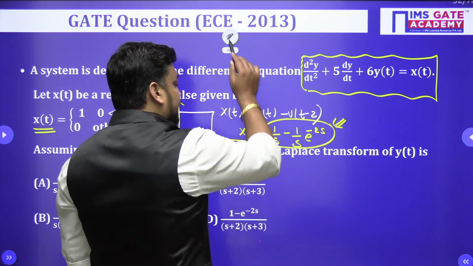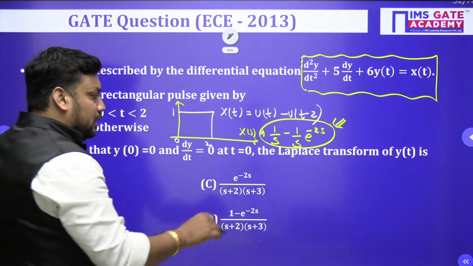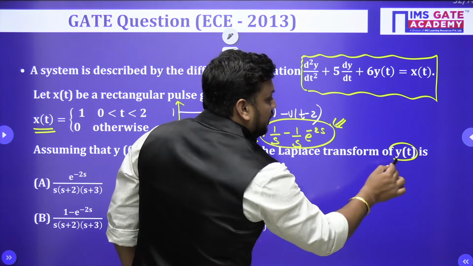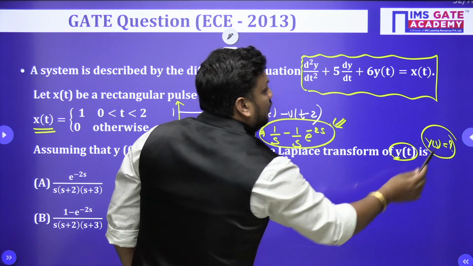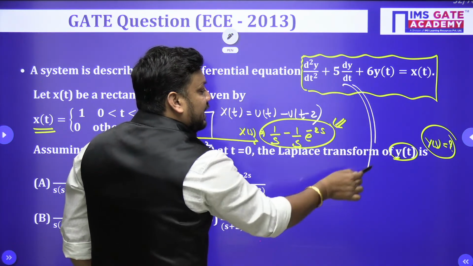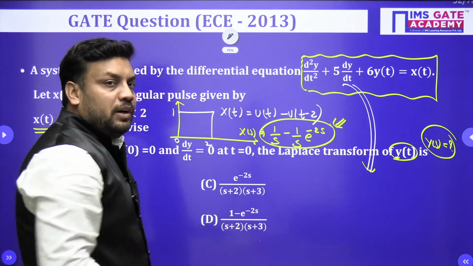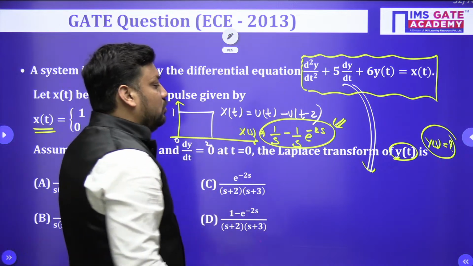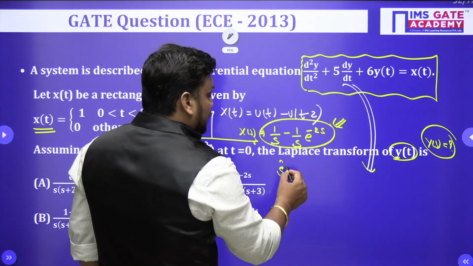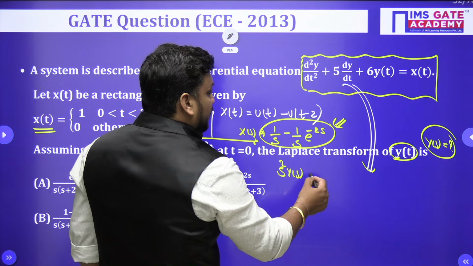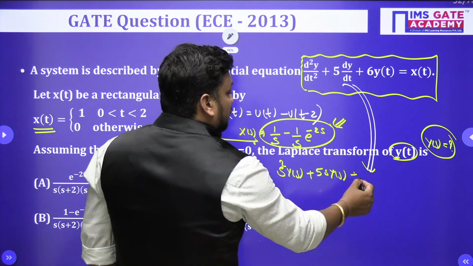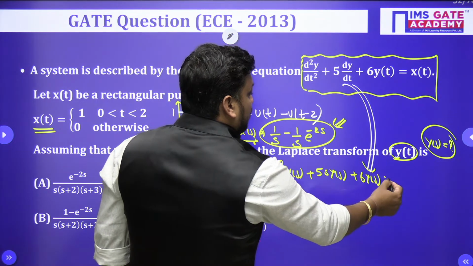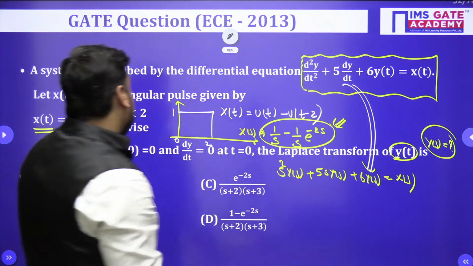Now student, here what is the examiner asking for? The examiner is asking for the Laplace transform of y(t). It means the examiner is asking for the Y(s) expression only, and from here you will get the Y(s) and X(s) relation. So you need to take the Laplace transform on both sides. When you take the Laplace transform on both sides, you will get s square Y(s) plus 5s into Y(s) plus 6 into Y(s) is equal to X(s).